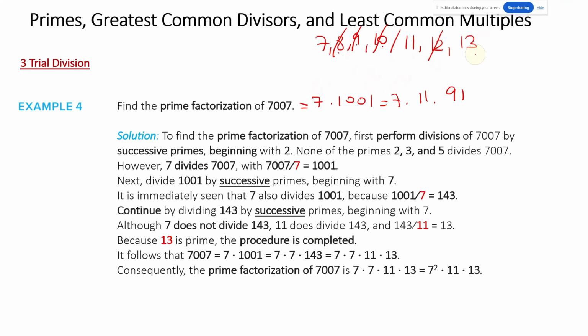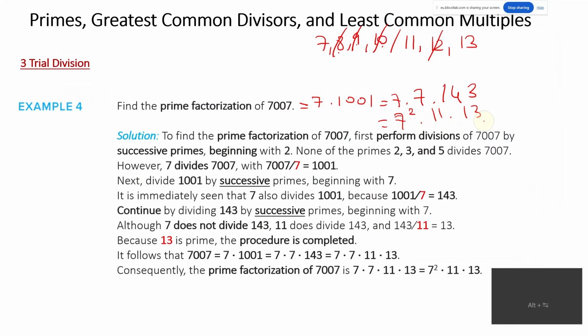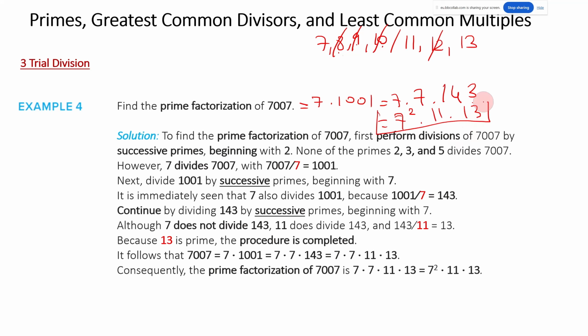Now divide by 11. Yes, I can. And this is going to be equal to 7 squared times 11 times 13, because if you divide by 11, we get 13. And this is actually prime, and this gives us the prime factorization. So 7007 is going to be 7 squared times 11 times 13. So this is how I can do that.